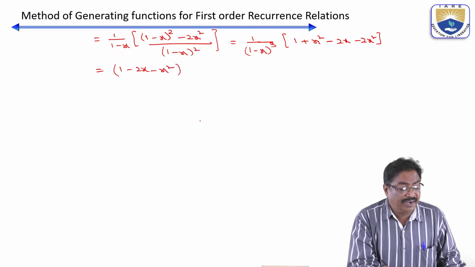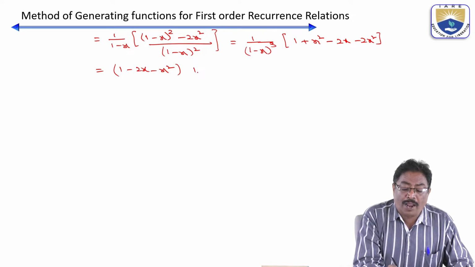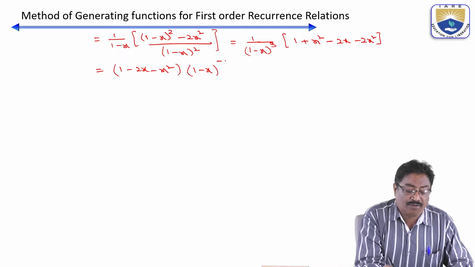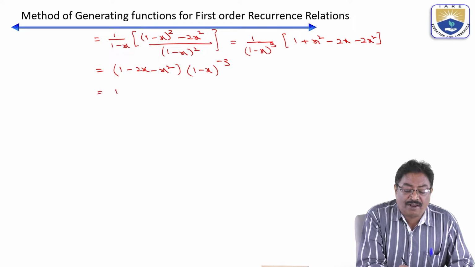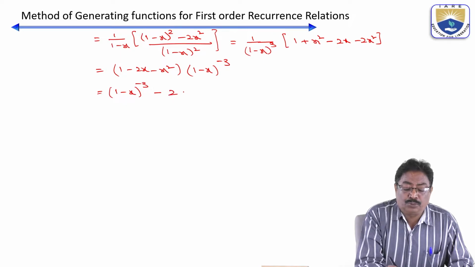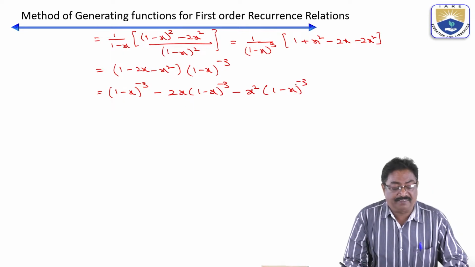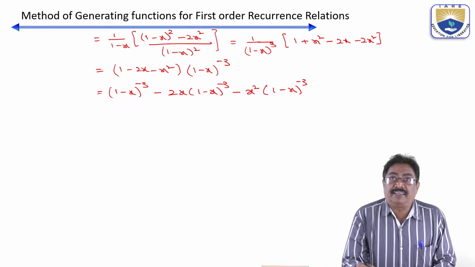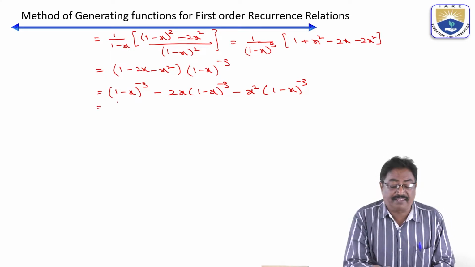And of course this we are going to write as into 1 minus x whole to the power of minus 3. Then once again I am going to multiply: 1 minus x whole to the power of minus 3, minus 2x into 1 minus x whole to the power of minus 3, minus x square into 1 minus x whole to the power of minus 3. Now we already know the formula for 1 minus x whole to the power of minus n.